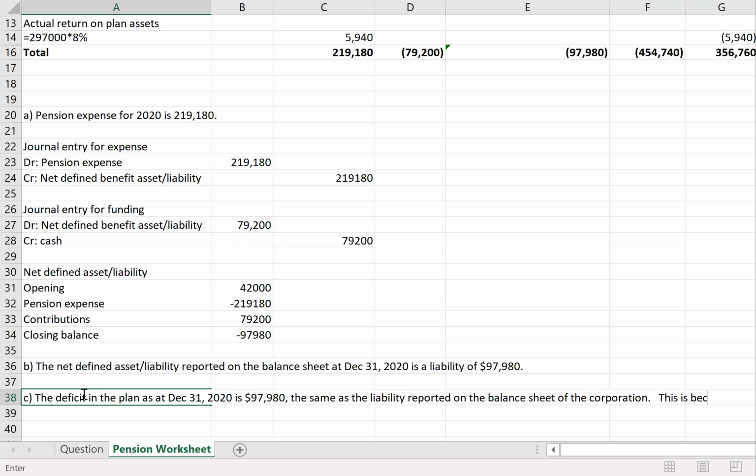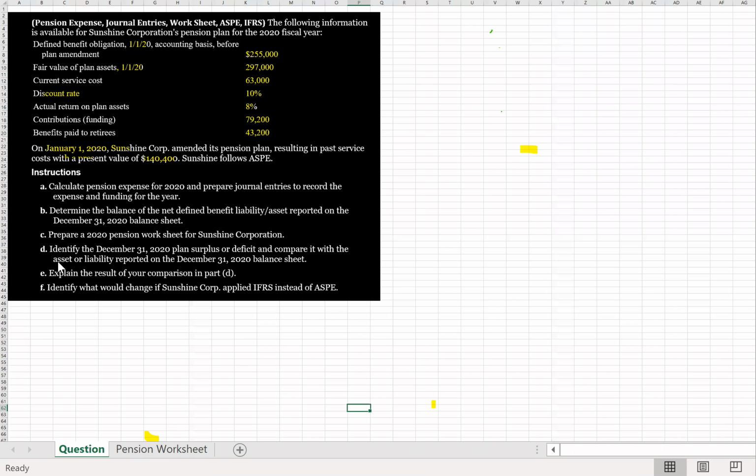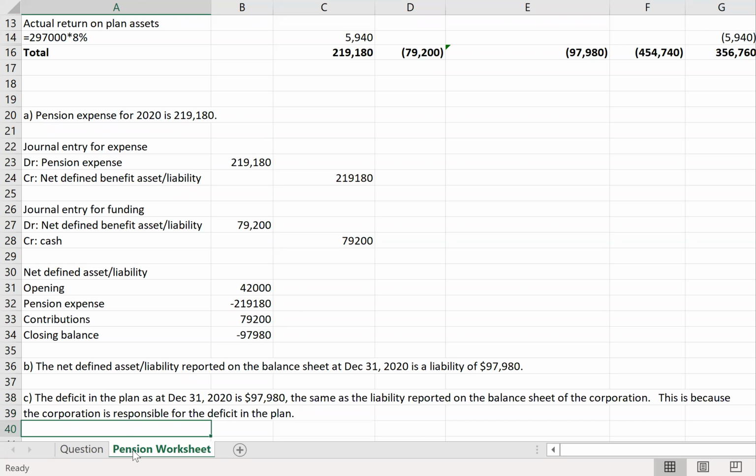This is because the corporation is responsible for the deficit in the plan. Okay, D is done, sorry. And then E, explain the result of your comparison. And D, I think we just did that. And then F says, what would change if Sunshine Corp applied IFRS instead of ASPE? So let's talk about that.